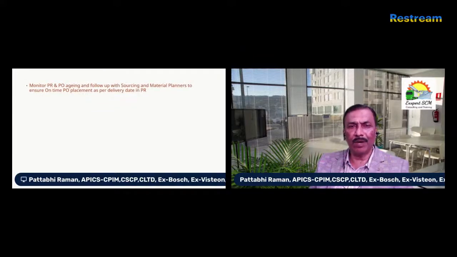Okay, next one is monitor PR and PO aging and follow up with the sourcing and material planner to ensure on time PO placement as per delivery date in PR. All these are automated. Even in traditional companies, you are not going to check PR to PO conversion. Yes, many times it happens automatically by using RPA, robotic process automation. Of course, PR, PO aging, I'm not sure why direct material has to go to the purchasing guys. When it is a direct material, it's a one-time negotiation and open order placement. So there is an ambiguity in this statement.